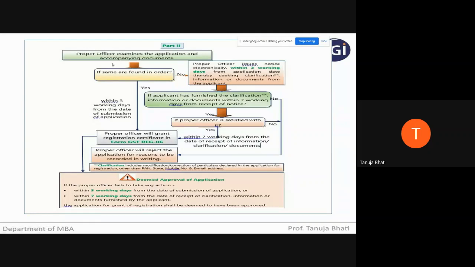So is the procedure for registration clear, students? Yes. Yes, ma'am. Okay. Let us move ahead.